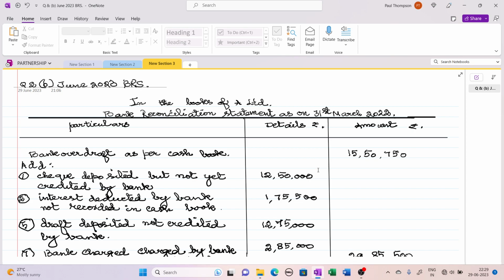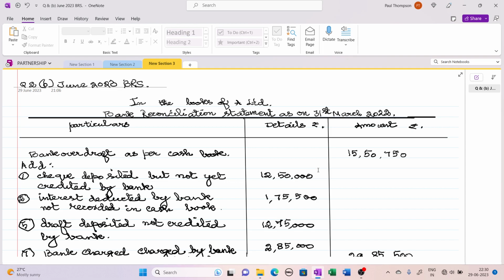So whenever there is a bank overdraft as per cash book, it is simply a temporary loan given by the bank to the firm. Clear? So in our cash book, the balance brought down will appear on the credit side because the payments are more than the receipts. That's why we call it an overdraft.